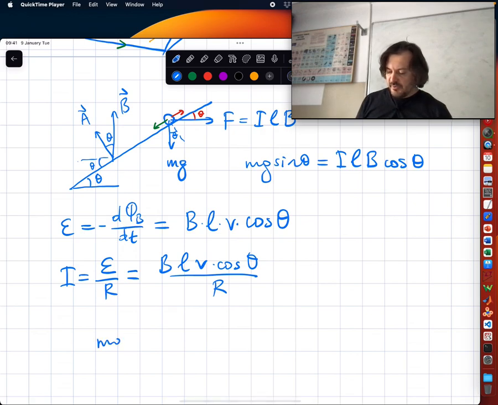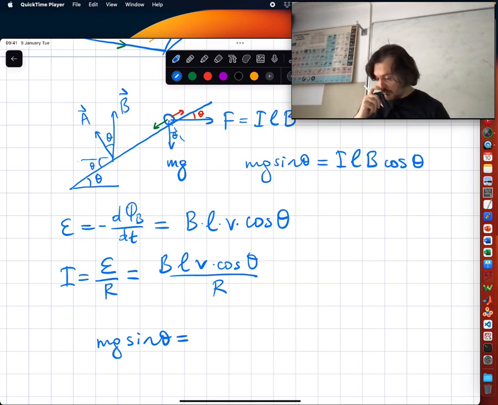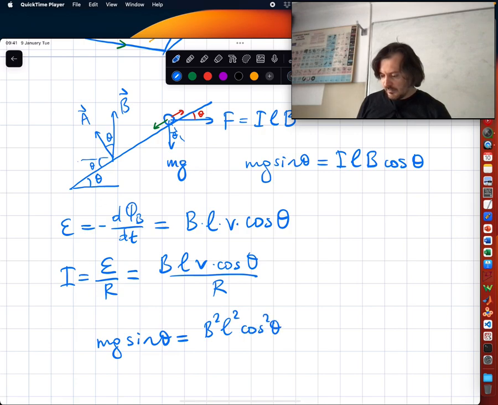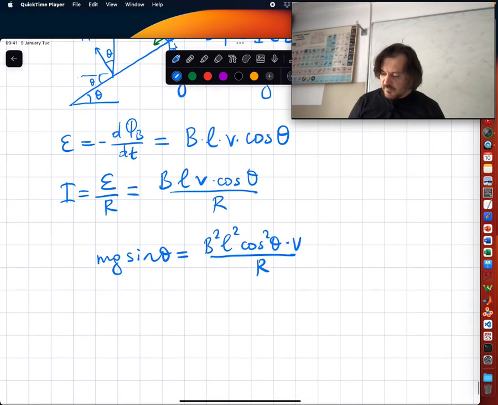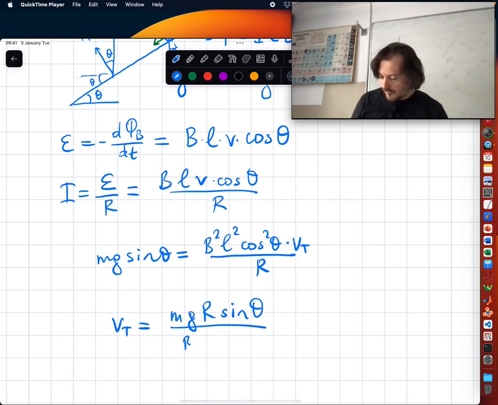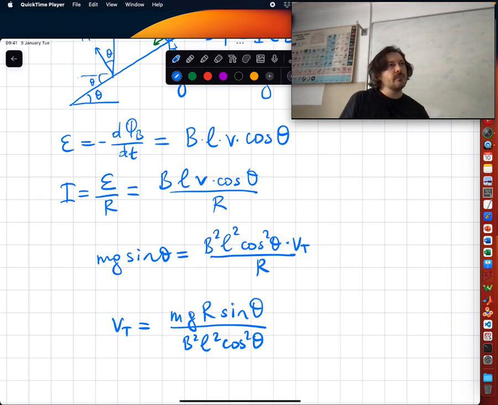Then I have mg sine theta equals B squared L squared cosine squared theta times V over R. Is that correct? So this is the terminal velocity. Terminal velocity is this expression. B squared L squared cosine squared theta. That's it. Okay?